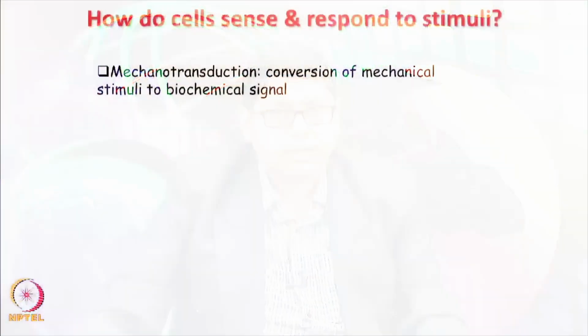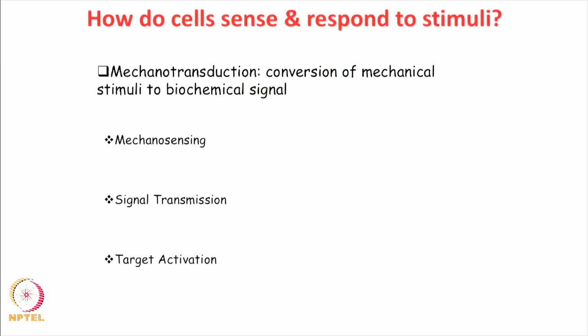So, if I were to ask the question, at the whole organismic level, we have so many different sensory organs. We can touch, we can feel, we can see, we can breathe, and so on and so forth. How does the cell react to events in its surroundings in vivo? The answer lies in this process of mechanotransduction, where it converts mechanical stimuli to biochemical signals.